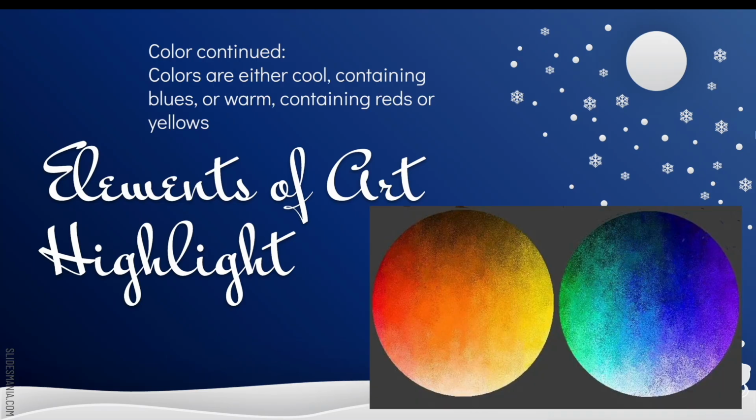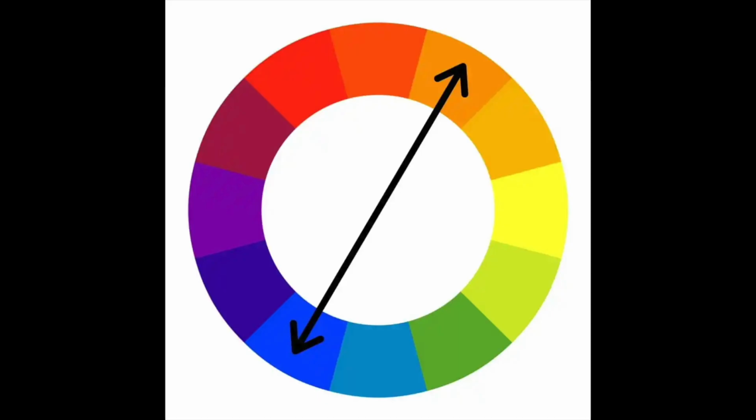For this lesson, our element of art highlight is going to be color. Colors are either cool, containing blues and greens, or warm, containing reds or yellows. The color wheel is a way to organize colors. Any two colors directly across from each other on the color wheel are called complementary colors.